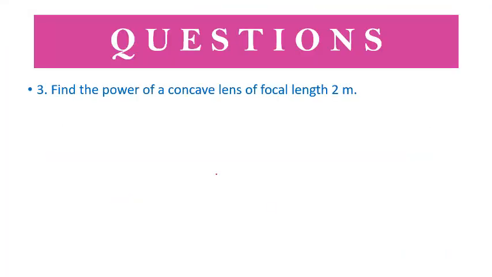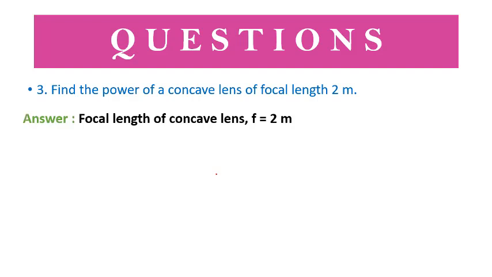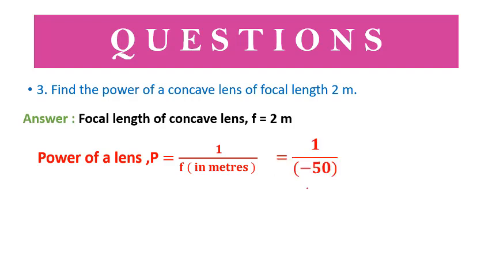Find the power of a concave lens of focal length 2 meter. The focal length is already given in meter, so no problem. Let us solve. Focal length of the concave lens is f equals 2 meter. Power of a lens P equals 1 by f in meters. So 1 by 2, it will be minus 0.5 D.